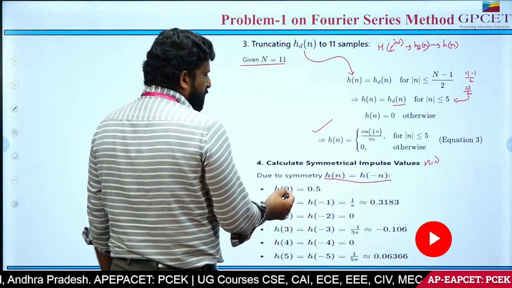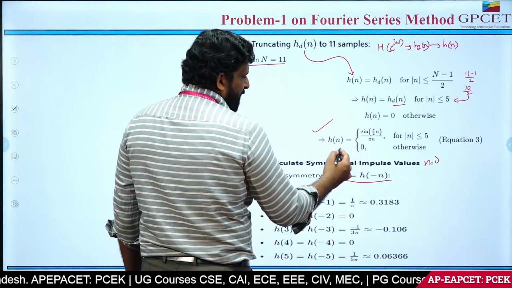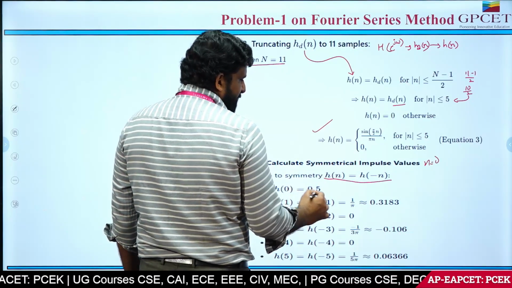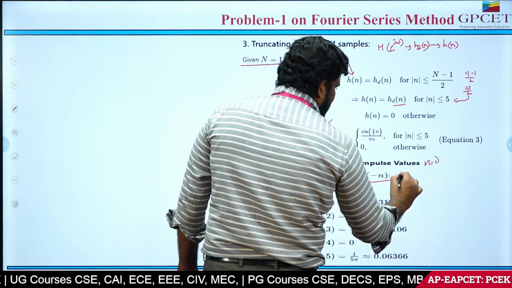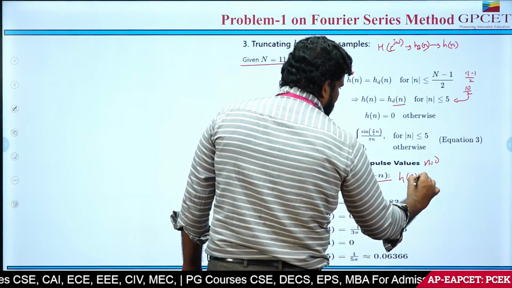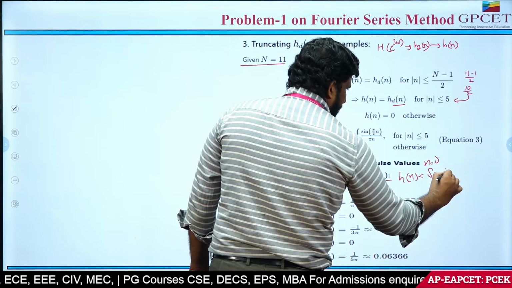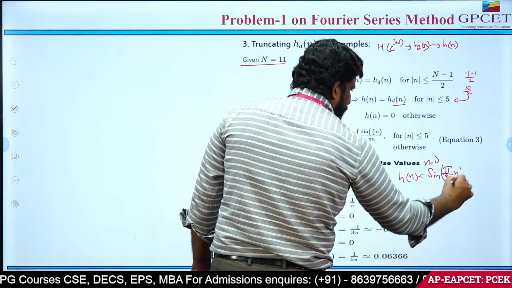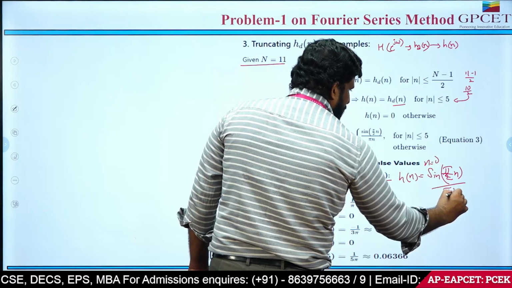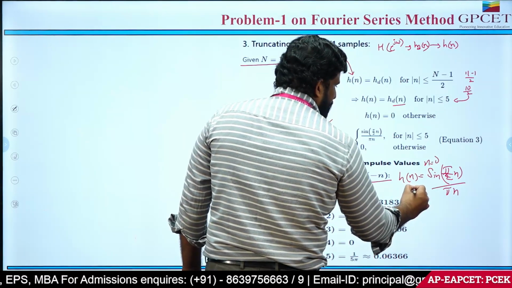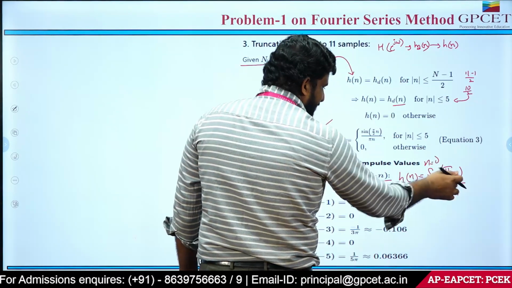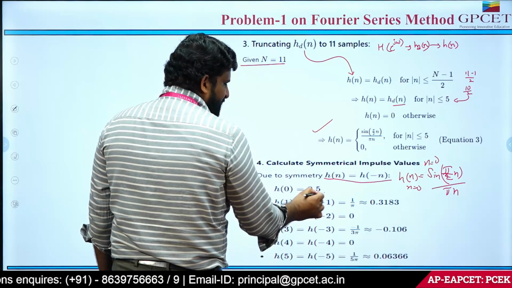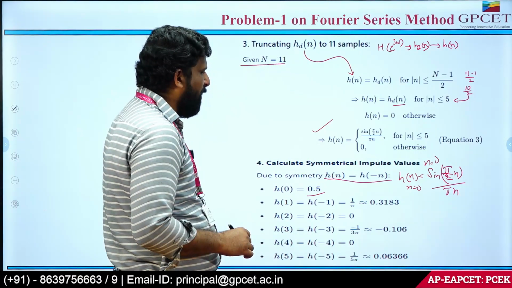So for n equal to 0, by substituting into h of n, what is the equation? We know that h of n is equal to sin pi by 2 into n by pi n. Substituting n equal to 0, the first value h of 0 will be equal to 0.5.